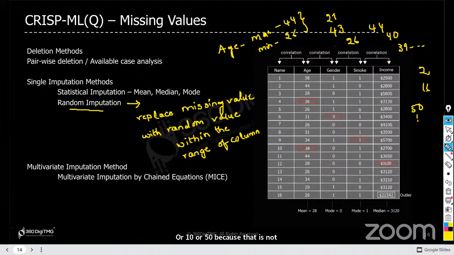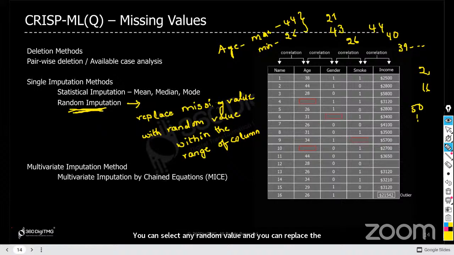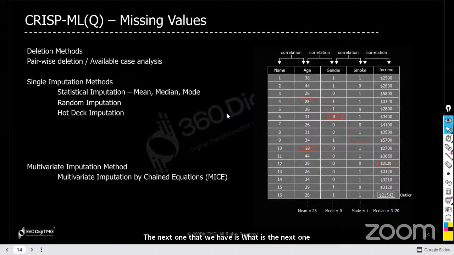So within the range of the column, whatever the values are there, you can select any random value and you can replace the missing value. That is called the imputation method called random imputation. The next one that we have is, what is the next one present? Let's see. The next one that we have is hot deck imputation. So we mostly prefer mean, median and mode, but these are the other things present.